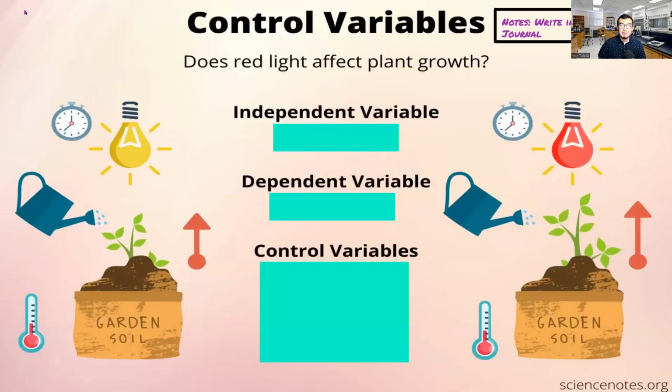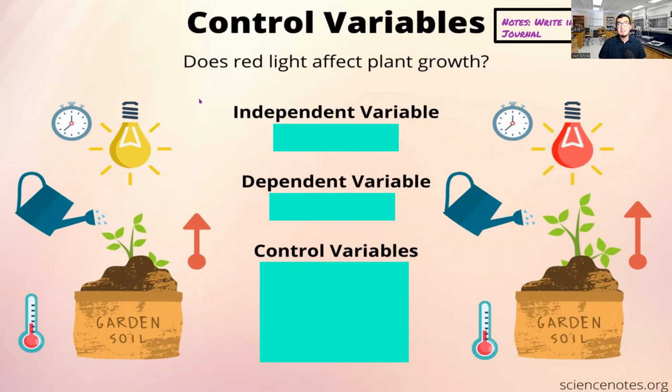quick example on independent, dependent, and controlled variables. So make sure to write this down in your notes, in your journal. So for this example, it asks us, does red light affect plant growth? All right. So now we want to find out what our independent variable is. First, we want to make sure we understand what independent variable means. Remember, independent variable just means what is going to be changing.